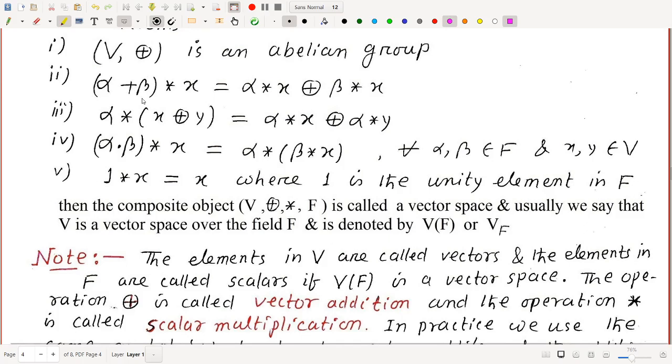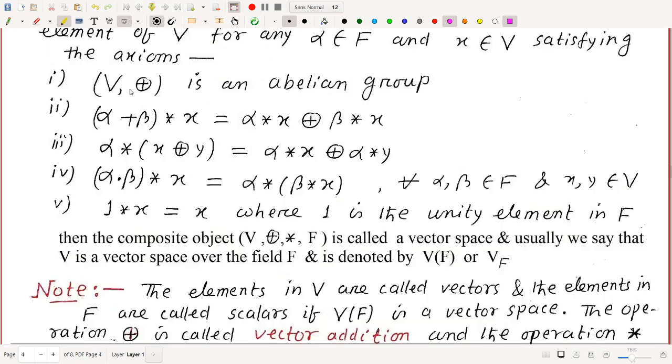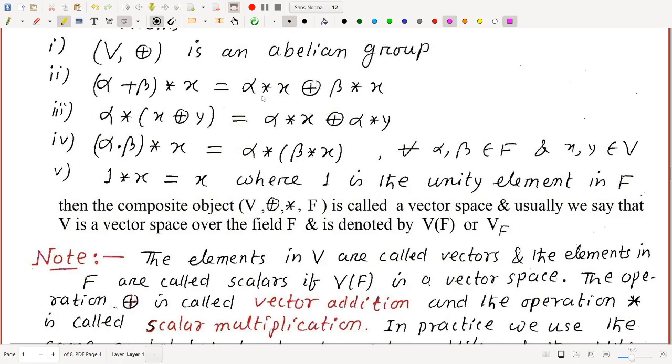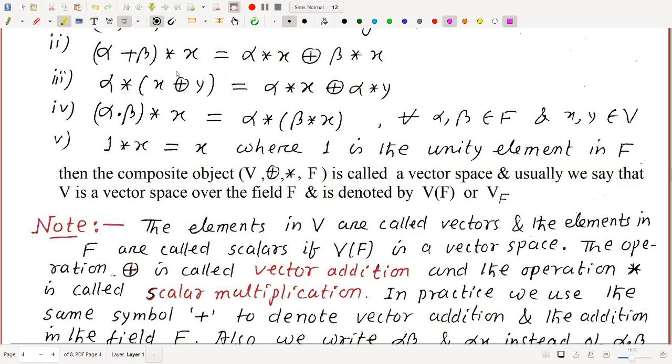Number two, (alpha plus beta) star x equals alpha star x circled plus beta star x. See, between alpha and beta, the plus symbol is the plus of the field F, since alpha and beta are elements of the field. After operating x with star and with alpha and beta, on the right side the plus changes to circled plus, because alpha star x is an element of V and beta star x is an element of V, and between two elements of V the new addition circled plus should be there. Number three, alpha star (x circled plus y) equals alpha star x circled plus alpha star y.